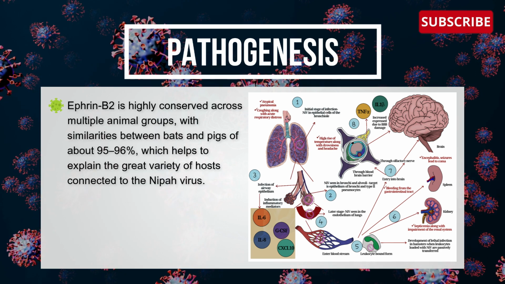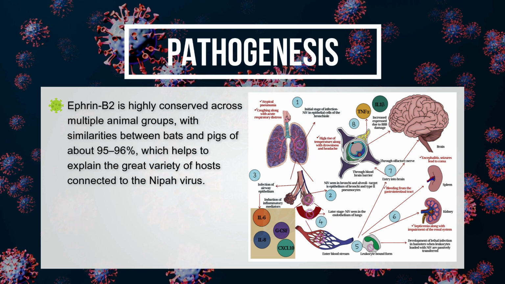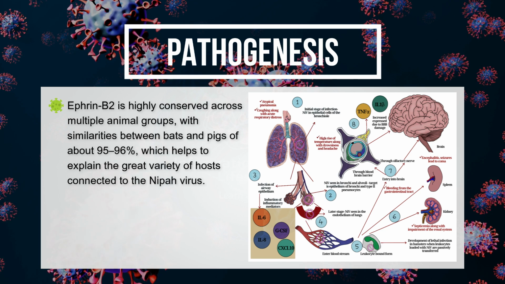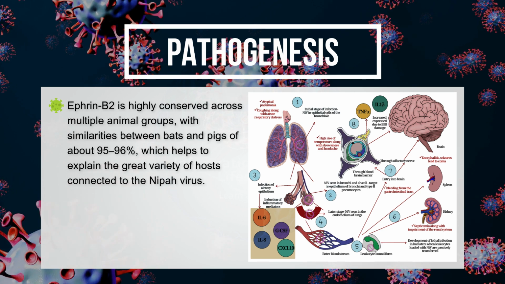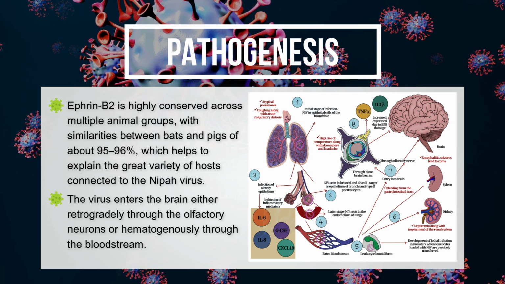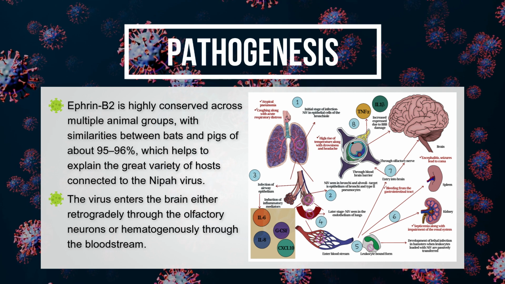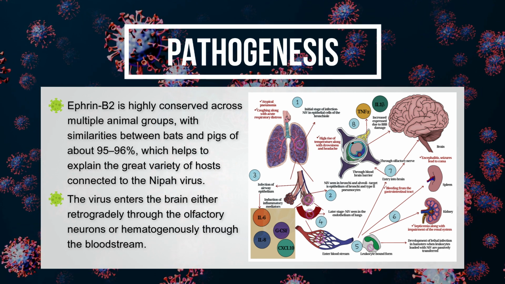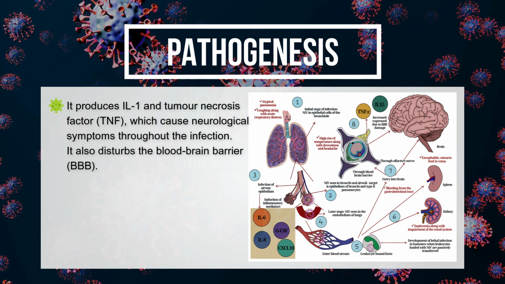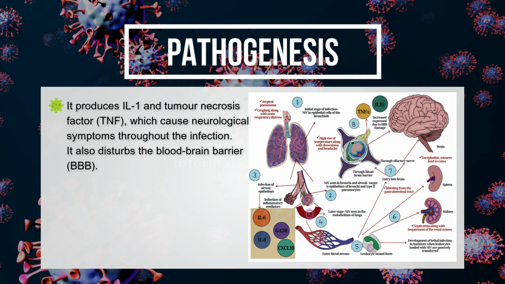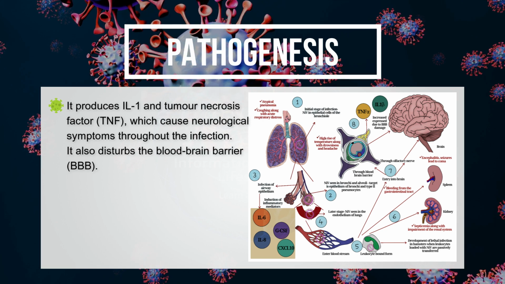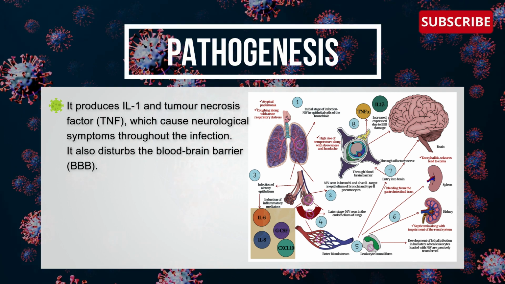Ephrin B2 is highly conserved across multiple animal groups with similarities between bats and pigs of about 95 to 96%, which helps to explain the great variety of hosts connected to the Nipah virus. The virus enters the brain either retrogradely through the olfactory neurons or hematogenously through the bloodstream. It produces interleukin-1 and tumor necrosis factor which causes neurological symptoms throughout the infection. It also disrupts the blood-brain barrier.